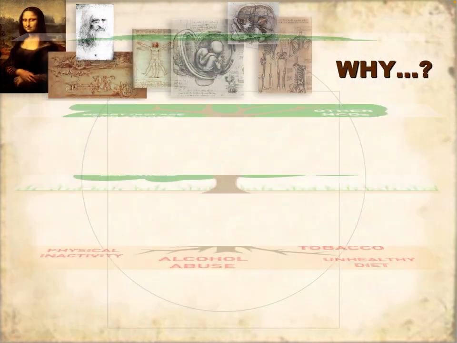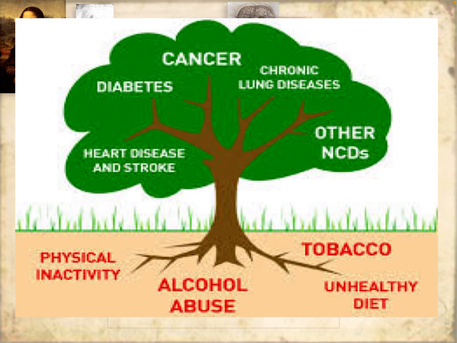So, why do we have to give palliative care? Most of the new age diseases like cancer, diabetes, chronic lung diseases, and other non-communicable diseases are leading to palliative care. These are due to physical inactivity, alcohol abuse, usage of tobacco, and unhealthy diet.